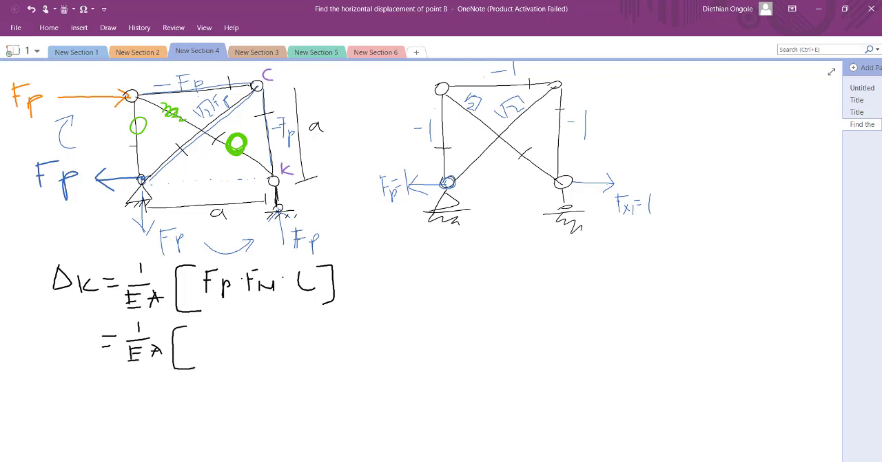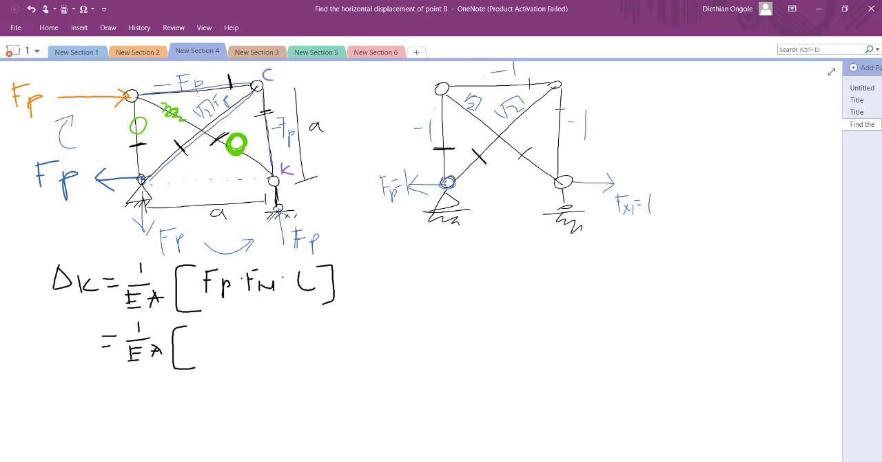It has an internal force of 0. So the Fp is equal to 0, then the corresponding Fn is negative 1. When I multiply the two, I get a 0, so it cancels out. Then when I look at this rod here, the internal force is 0. Then this one here, the internal force is root 2. When you multiply the two, it cancels out with 0. So we are left with this rod, this one, and this one here.